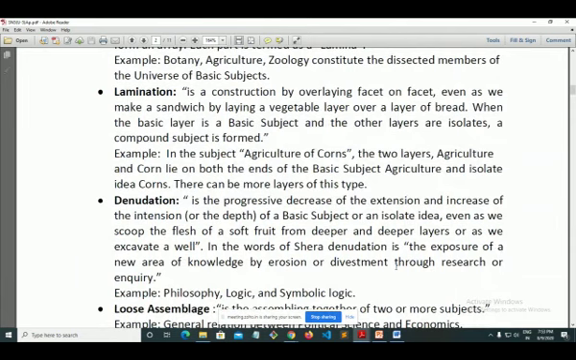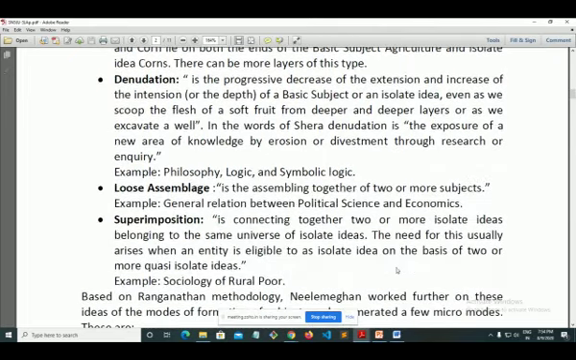Denudation. Denudation is the progressive decrease of the extension and increase of the intension, or the depth, of a basic subject or an isolate idea, even as we scoop the flesh of a soft fruit from deeper and deeper layers, or as we excavate a well. In the words of Sarah, denudation is the exposure of a new area of knowledge by erosion or divestment through research or inquiry. For example, philosophy, logic, symbolic logic, etc.